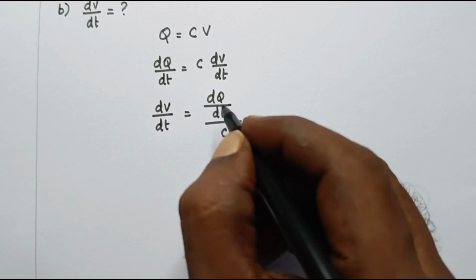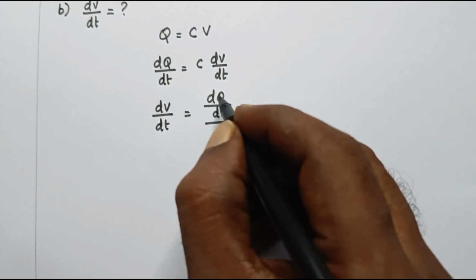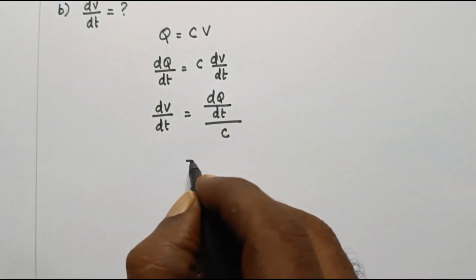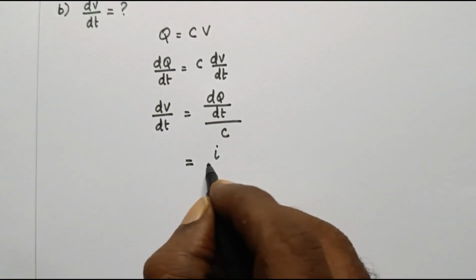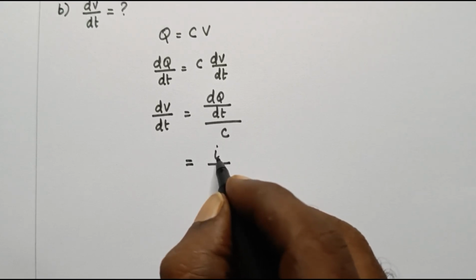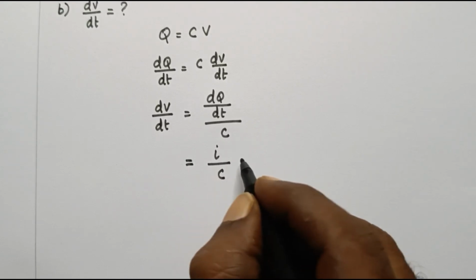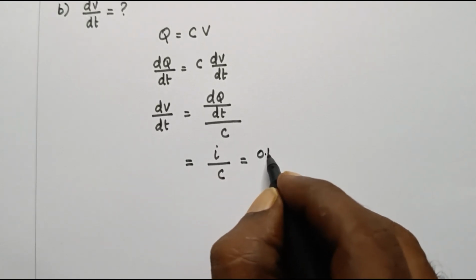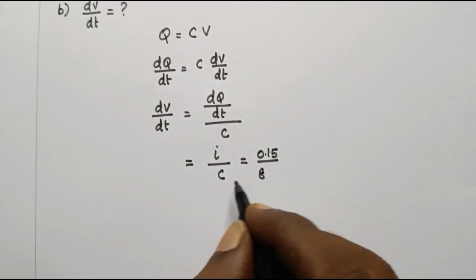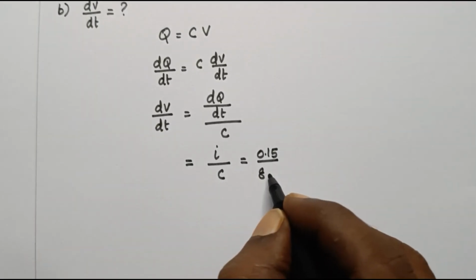dq by dt is the rate of flow of charge. The rate of flow of charge is defined as current. So this is equal to I divided by C. Here this I is the charging current. Charging current is given as 0.15 ampere. Value of C is, already we have determined this value, 8 picofarad.